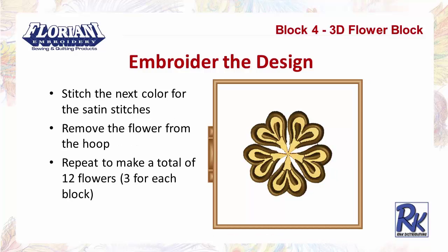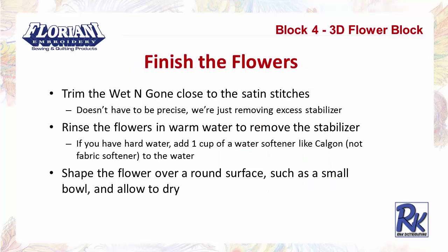Stitch the next color, which is going to stitch out the satin stitches, and remove the flower design from the hoop, and then you want to repeat this procedure to make a total of 12 flowers, so 3 flowers for each of the 4 blocks. To finish up the flowers, you want to trim the Wet and Gone pretty close to the satin stitches. Doesn't have to be really close, we're just removing the excess stabilizer.